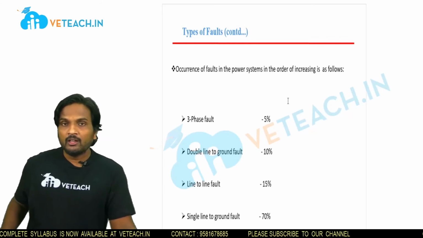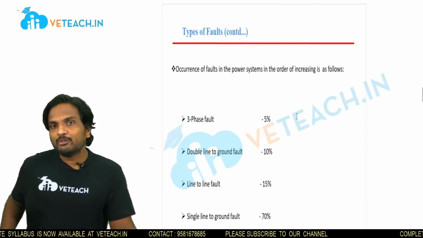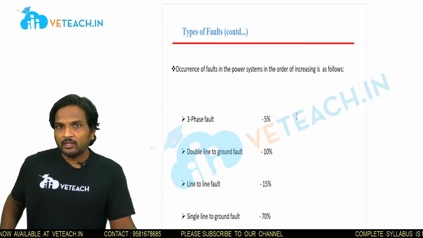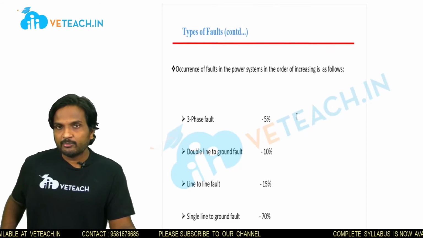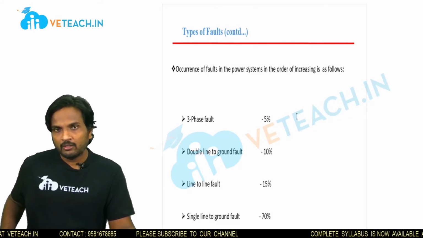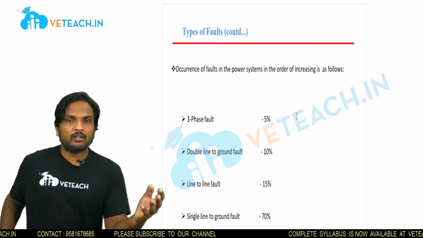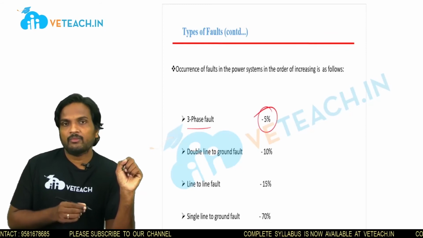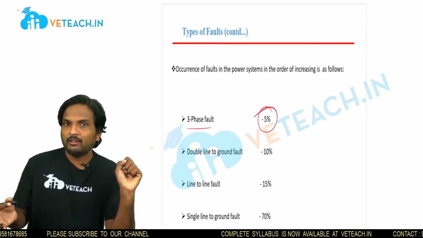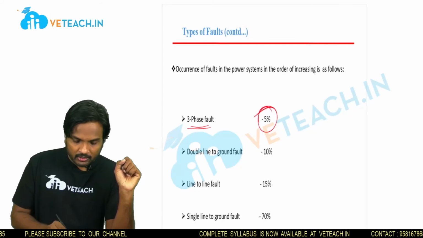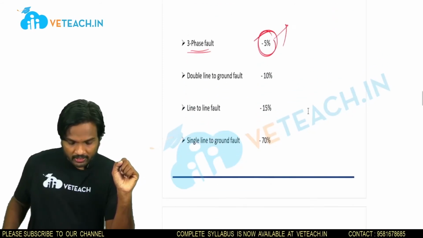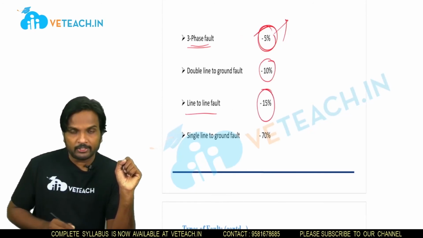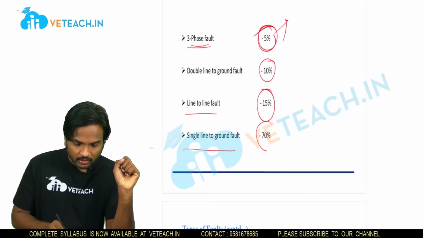Next, the occurrence of faults in the power system is as follows. I told you that most of the faults in a power system, on an overhead line, are short circuit faults, not open circuit faults. Among the short circuit faults, three-phase fault occurrence is only up to 5% over a transmission line, a double line to ground fault occurrence is 10%, a line to line fault occurrence is 15%, and a single line to ground fault occurrence is 70%.